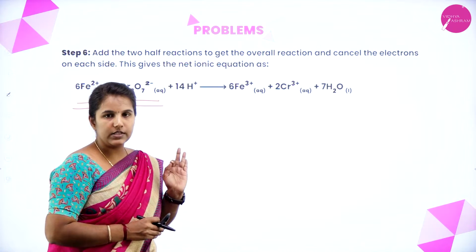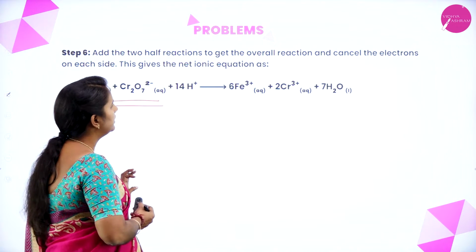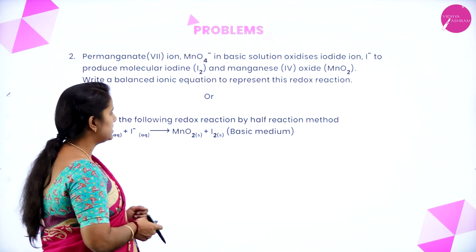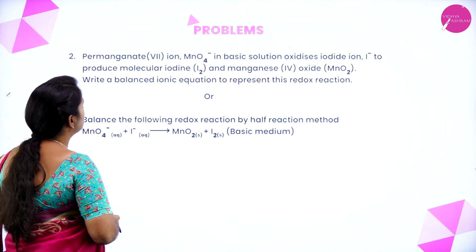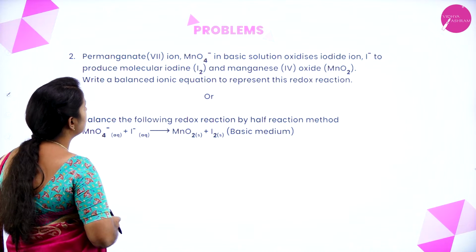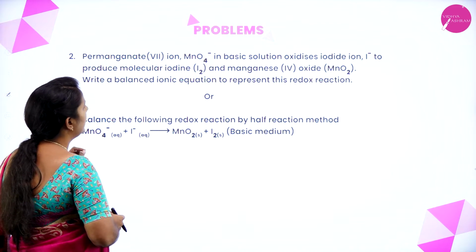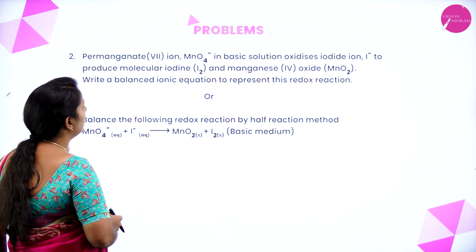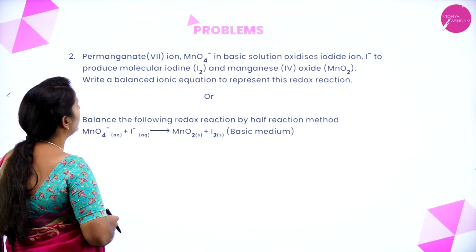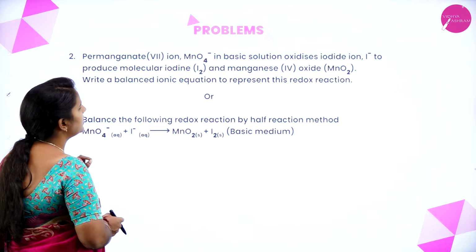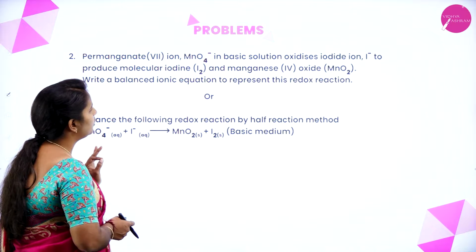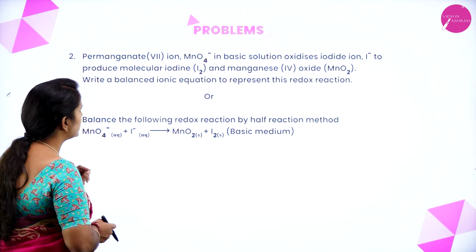Hope you all understood this method. Now let us discuss an example, then you will understand in an easy way. The permanganate(VII) ion, that is MnO4-, in a basic solution oxidizes the iodide ion, I-, to produce molecular iodine and manganese(IV) oxide. Write the balanced ionic equation to represent its redox reaction.